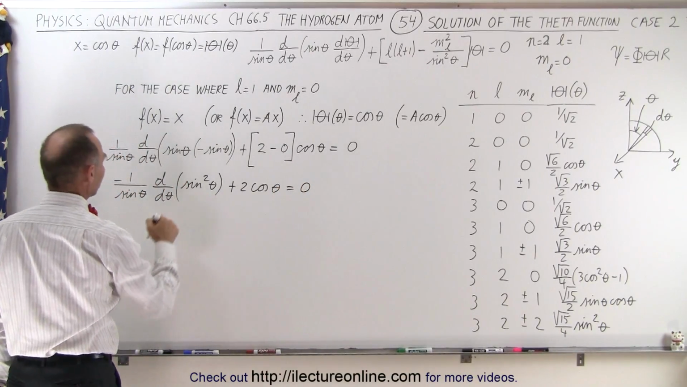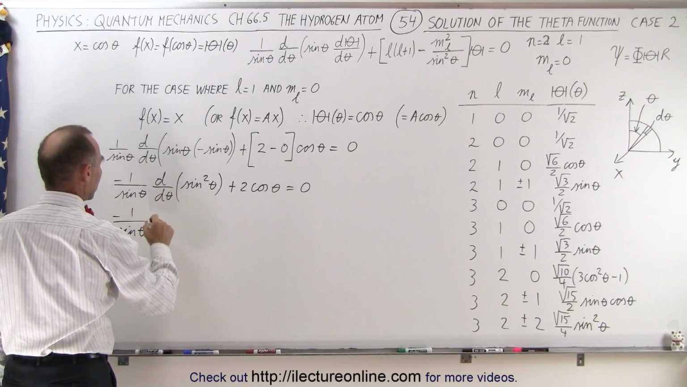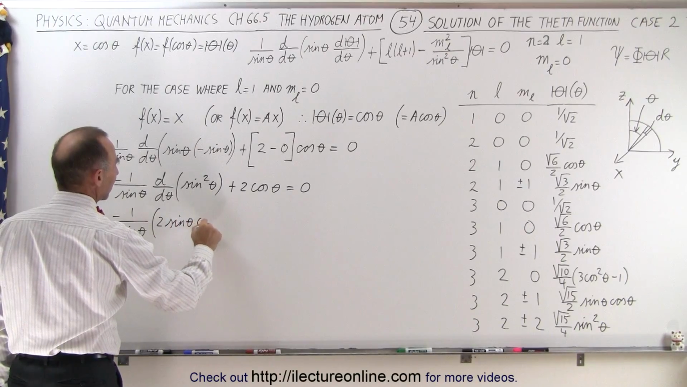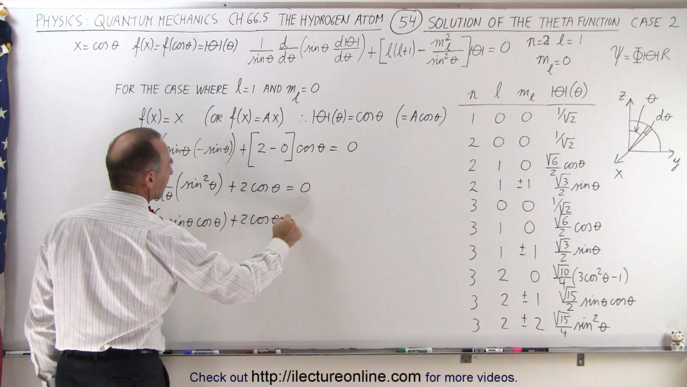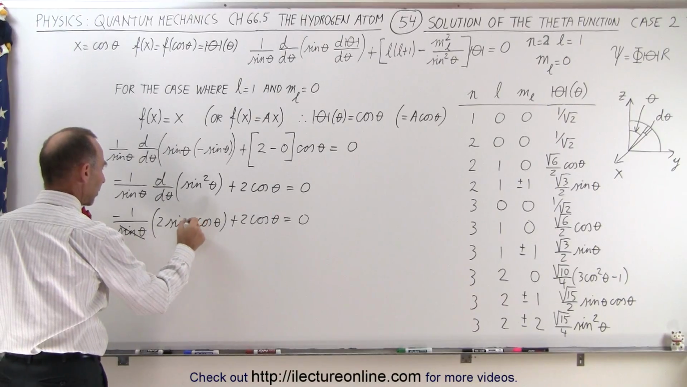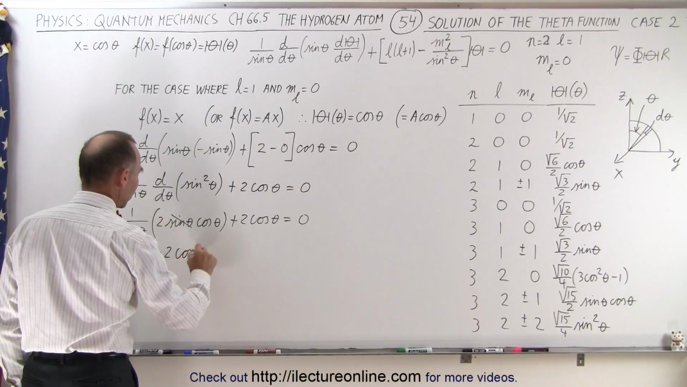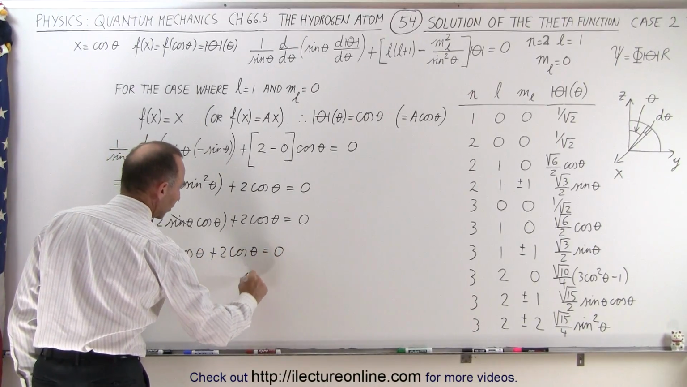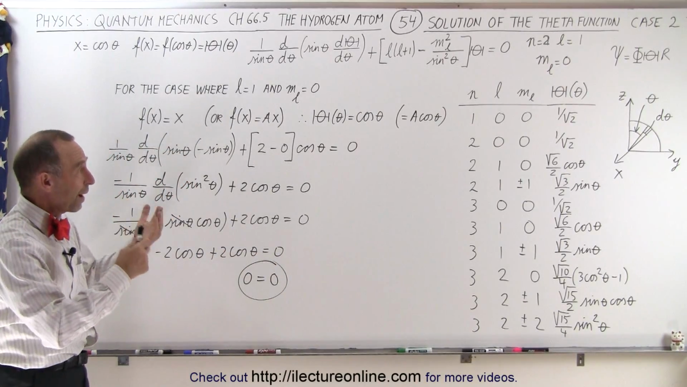Okay, taking the derivative of this now, we have minus 1 over the sine of theta. And the derivative of that will be equal to 2 times the sine of theta times the cosine of theta plus 2 times the cosine of theta equals 0. Now here you can see that the sine of theta will cancel out with the sine of theta here. So this gives us minus 2 times the cosine of theta plus 2 times the cosine of theta equals 0. And sure enough, 0 equals 0, which means that we've got the solution.